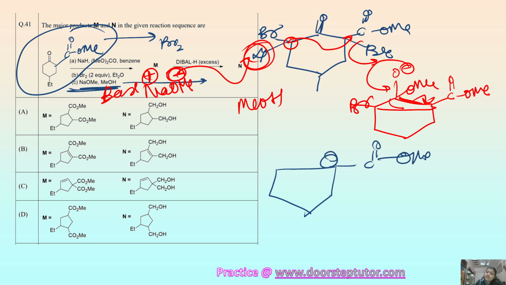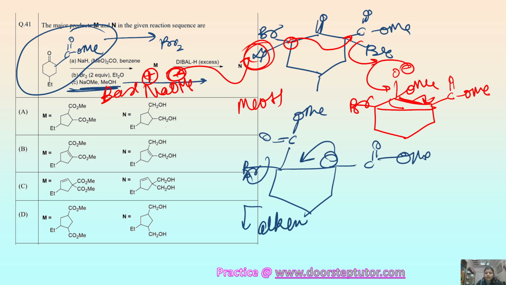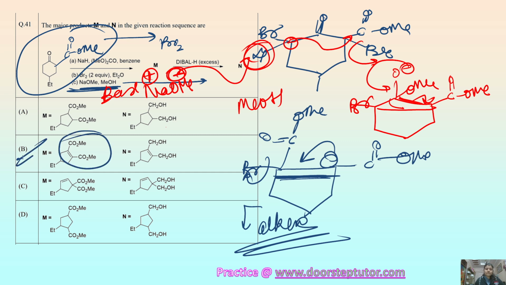So why are we getting the negative charge on this end only? Because the negative charge is stabilized by the electron withdrawing group, and here we have C double bond O, and here we have OMe. So this is the reaction. On this side, Br will remove, and we are going to get the alkene in the product. We have the alkene here this way. So the alkene should be on the carbon bearing the C double bond OMe group. So this is the right answer.